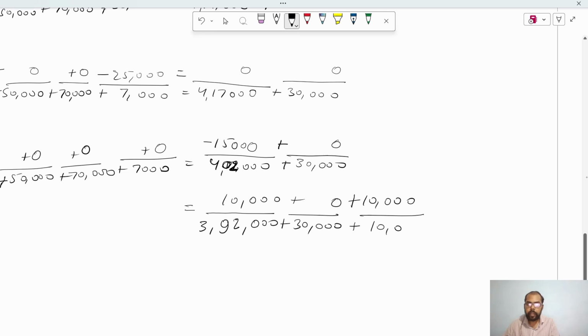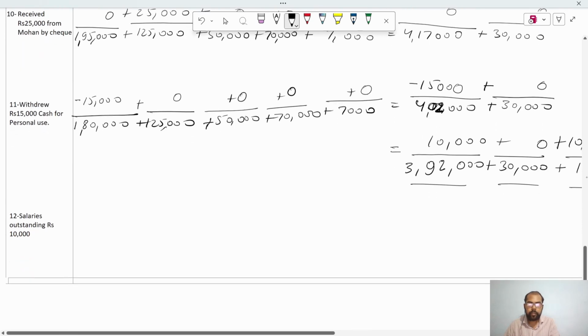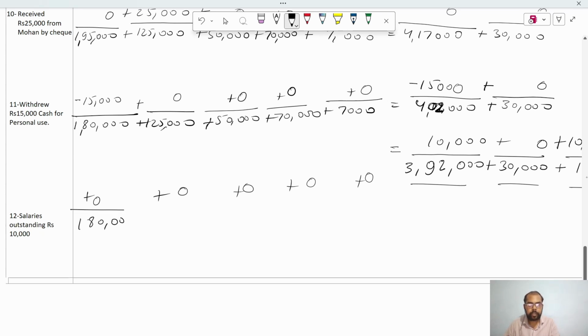Creditors remain same, and salaries outstanding, the new liability, has increased here. Now no change on the asset side. So we will write 0 under each of the asset. 1,80,000, 1,25,000, that is 50,000, 70,000 for stock, 7,000 for debtors.